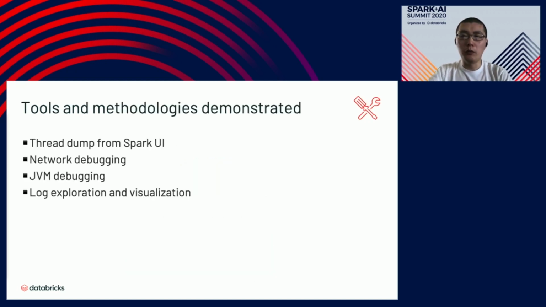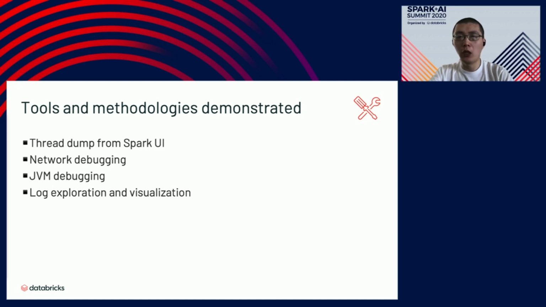So here are some tools and methodologies that you can leverage. First of all, a thread dump from the Spark UI is always very useful, because when you are hitting a job hang, usually you are hitting a deadlock or some threads are busy doing something not useful. In that case, you can observe them from the thread dump. And also, there can be network issues.